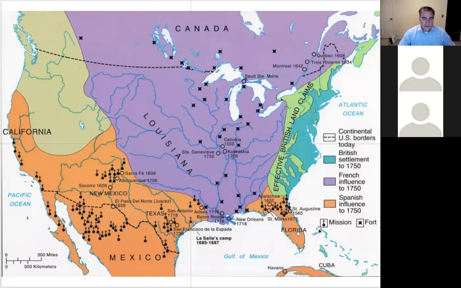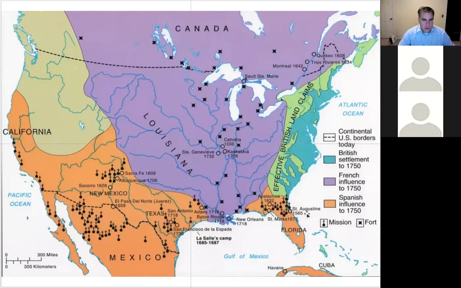You also have some symbology here. The little dot with a cross in it indicates a mission, a Spanish mission mostly, and a fort. And the forts appear to be mainly French, unfortunately. So anyway, on this map, I want you to notice that, at least on this historical map of around 1750, Florida kind of sits out here by itself.